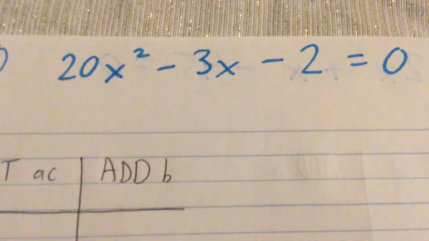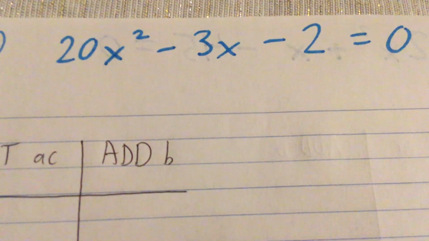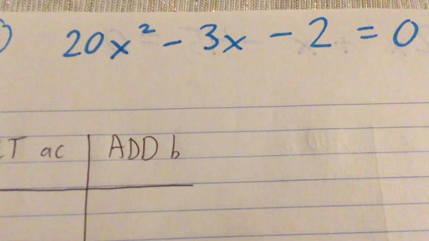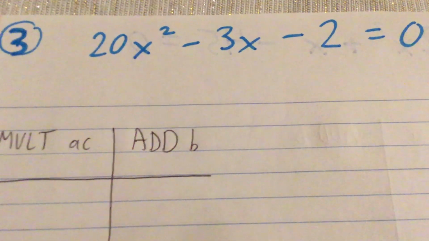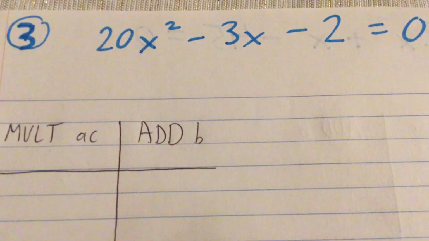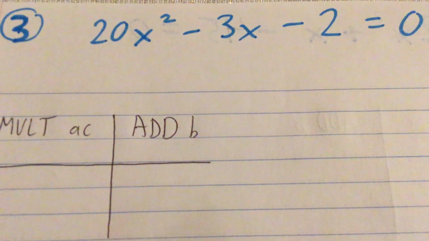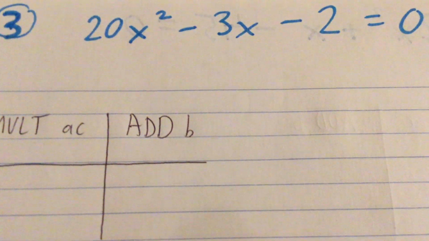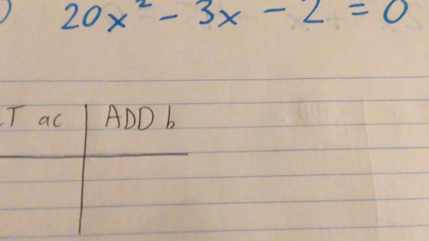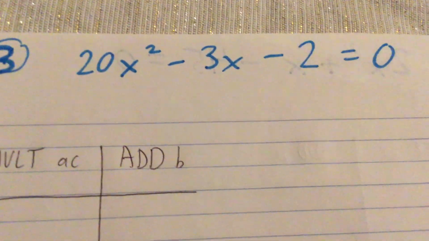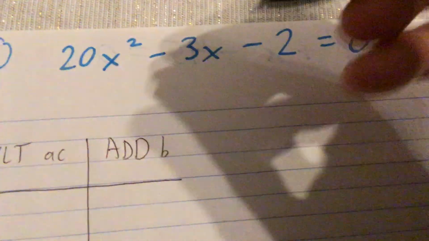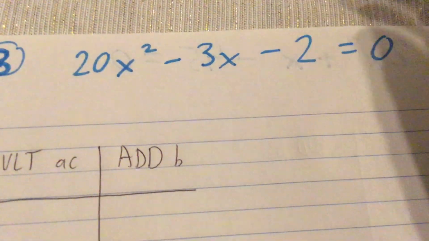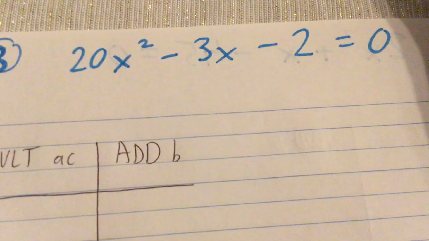20x squared minus 3x minus 2 is equal to 0. If you want to do this problem on your own, feel free to pause the video. Okay, 3, 2, 1. So we're finding the solution set. Well, spoiler alert, I can't factor anything out from 20, 3, and 2 and get whole numbers for all 3 of these. So I'm going to label out my parts.